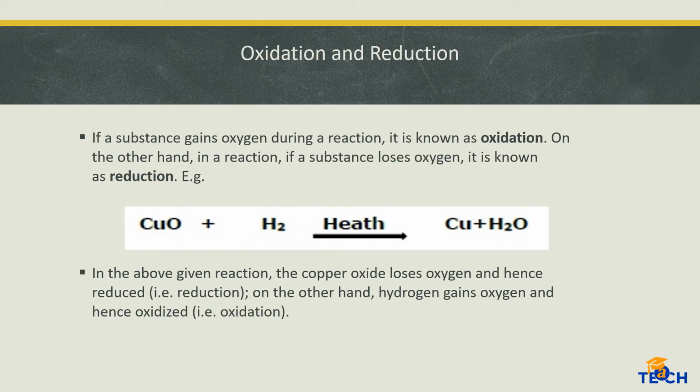If a substance gains oxygen during a reaction, it is known as oxidation. On the other hand, in a reaction, if a substance loses oxygen, it is known as reduction. In the above given reaction, the copper oxide loses oxygen and hence is reduced, that is reduction. On the other hand, hydrogen gains oxygen and hence is oxidized, that is oxidation.